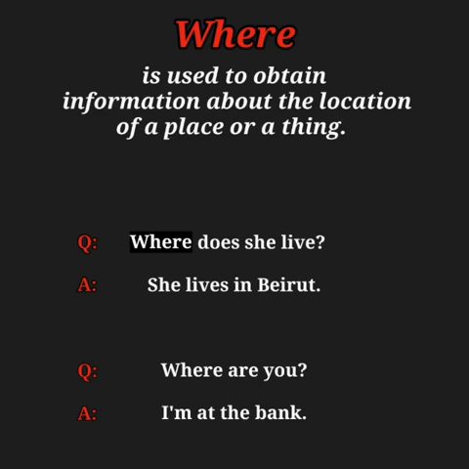We ask where to obtain information about the location of a place or a thing. For example, where does she live? She lives in Beirut. Where are you? I'm at the bank.